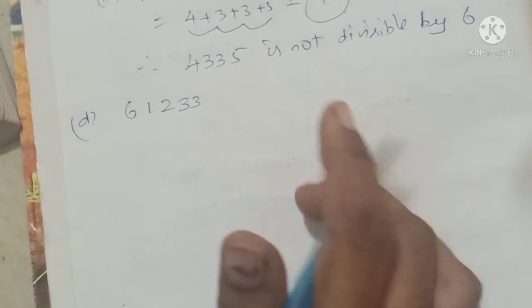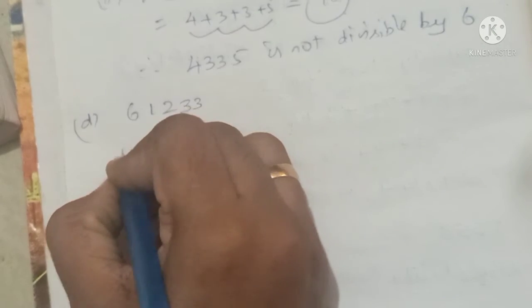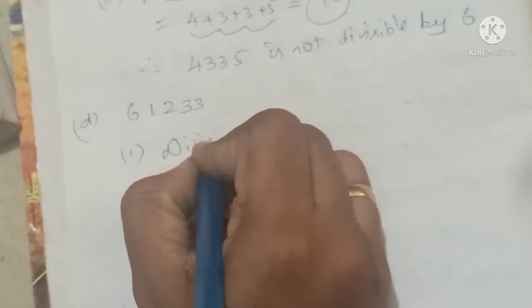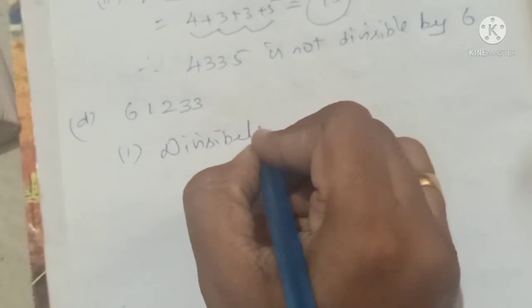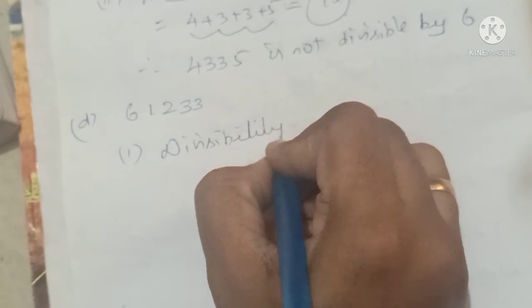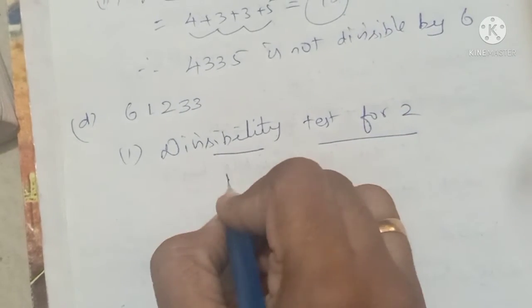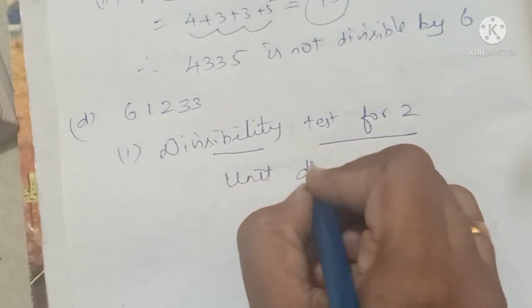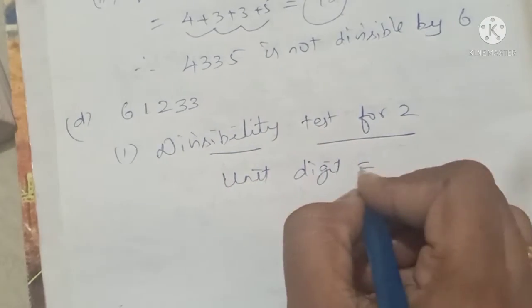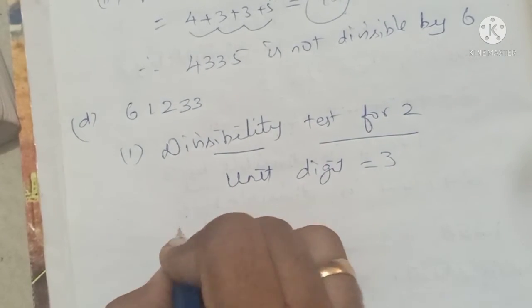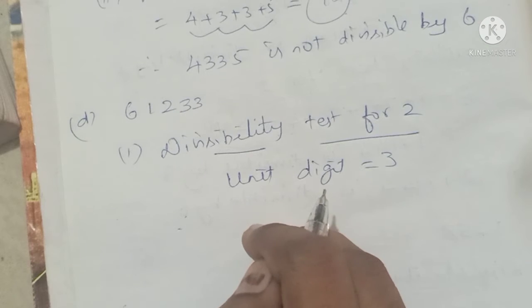The next, 61233. The first one, divisibility test for 2. So what is the unit digit? The unit digit is equal to 3. So we conclude that this entire number is not divisible by 2.